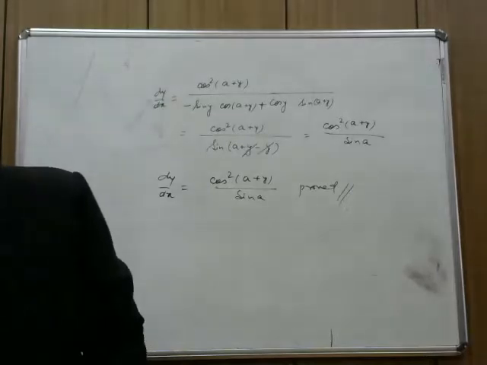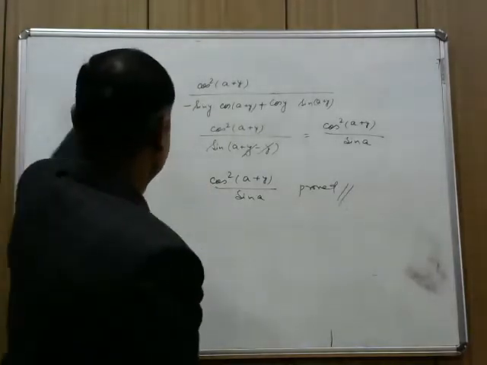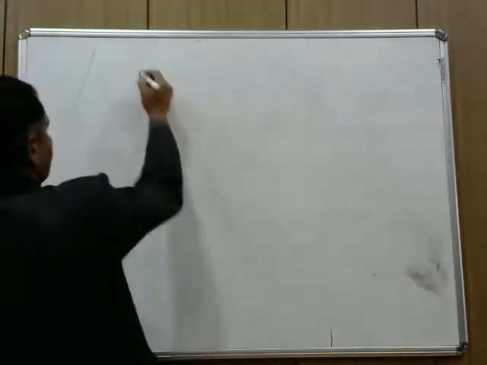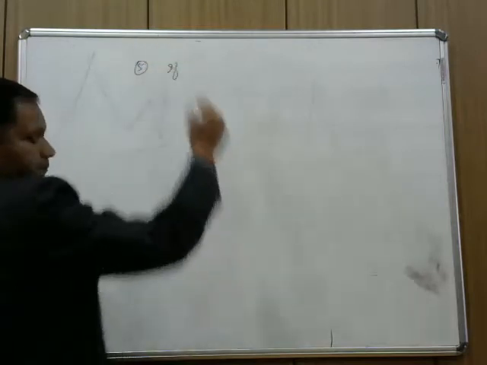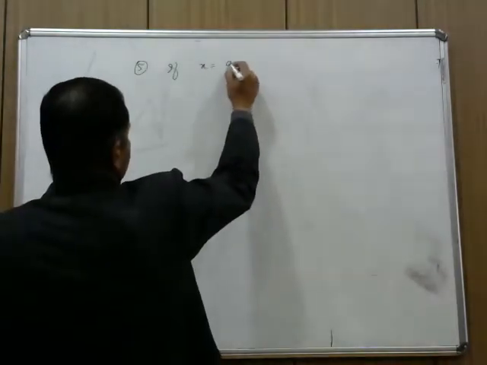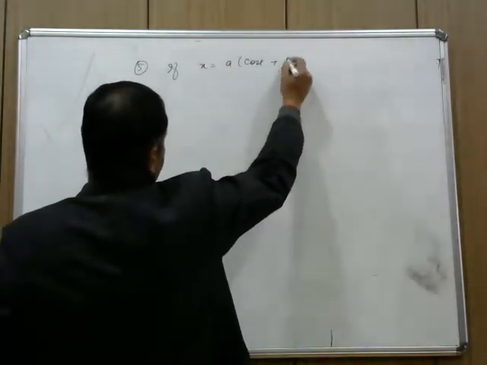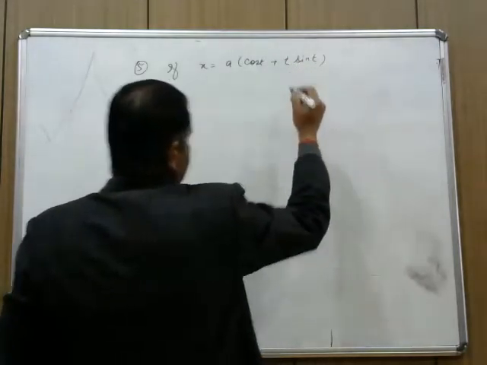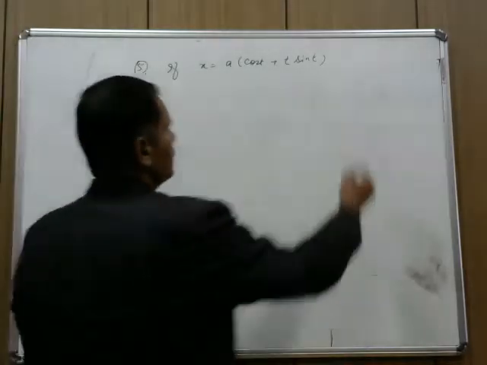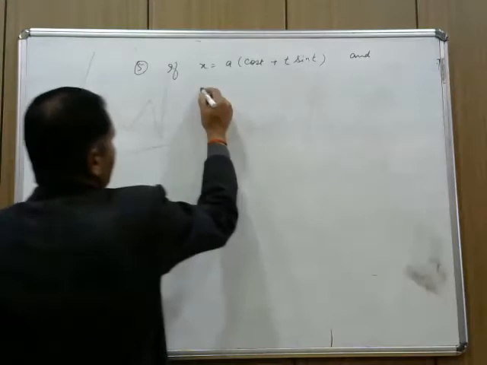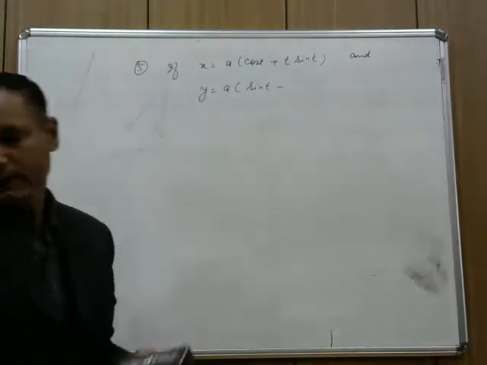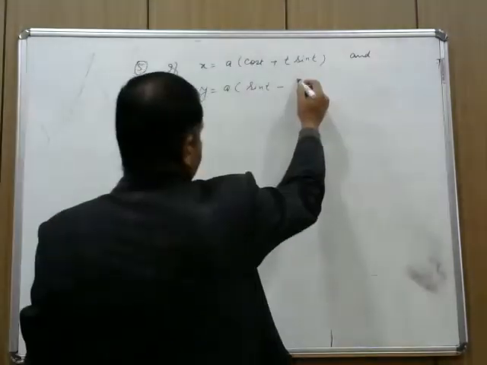Now, the fifth question we have: if x is equal to a cos t plus t sin t, and y is equal to a sin t minus t cos t.